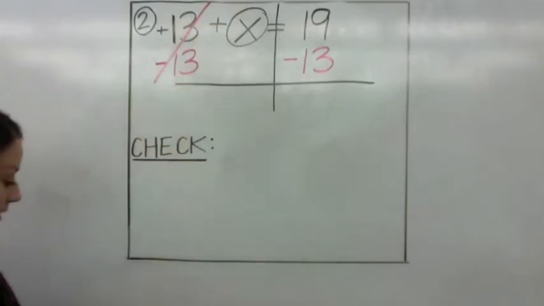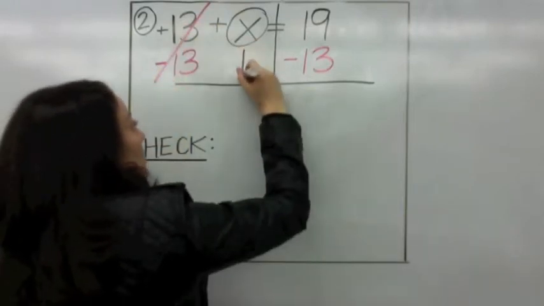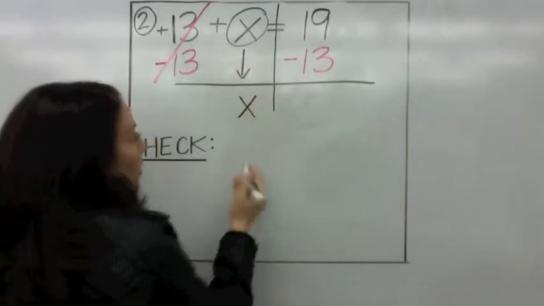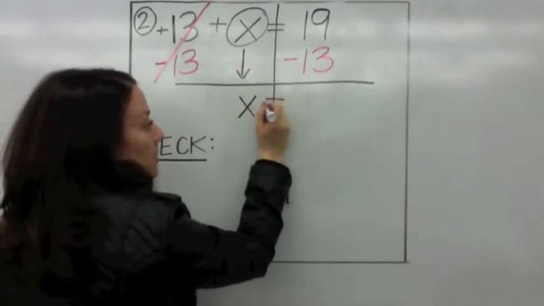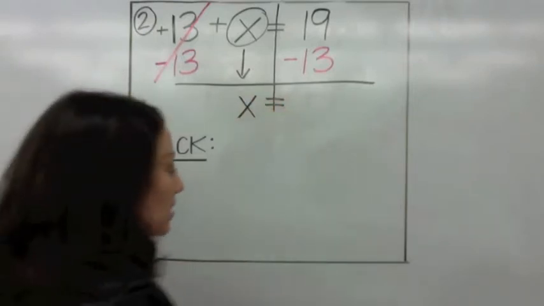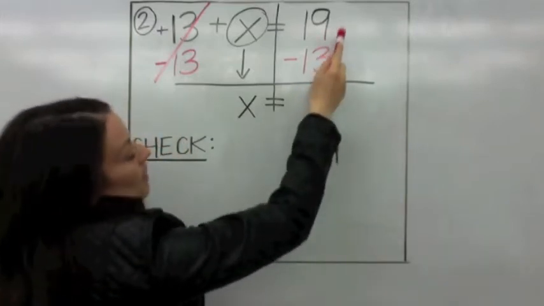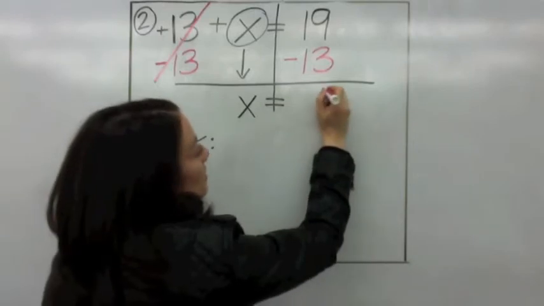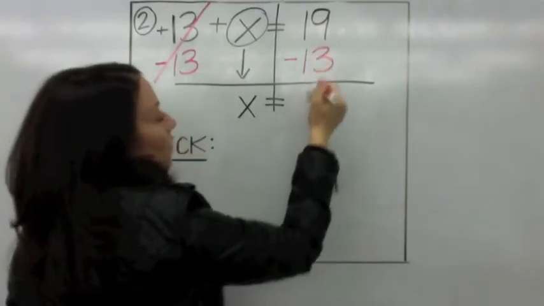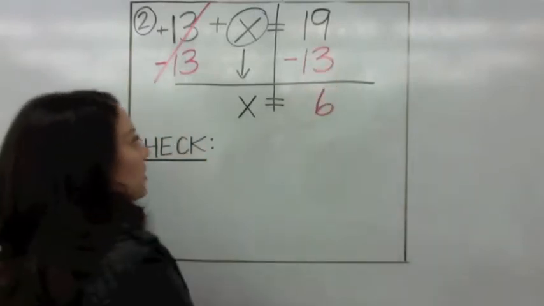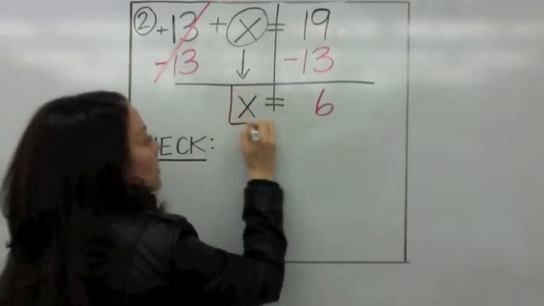All right, then you bring down the x. You're trying to find what x is. Remember where the equal sign goes? It goes on the T itself. So now, x equals 19 take away 13. So 9 take away 3 is 6, and 1 take away 1 is 0. So here, x equals 6.